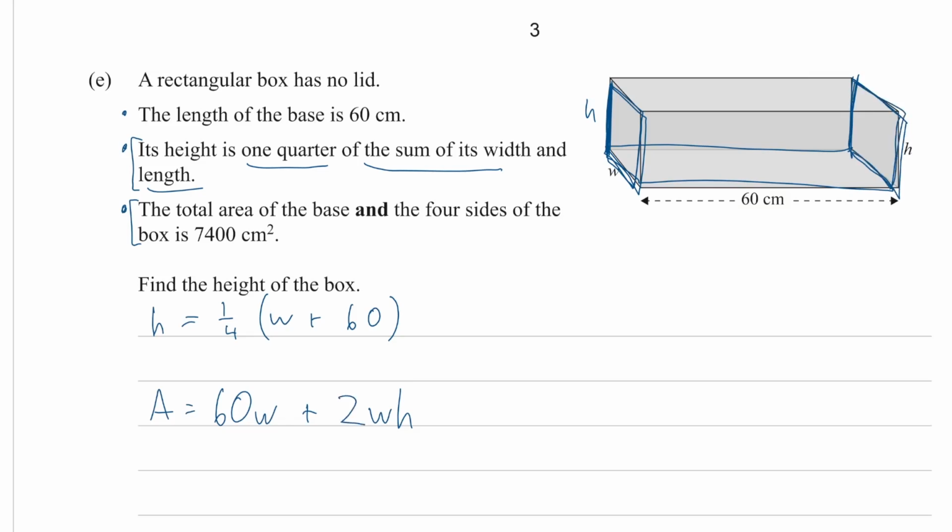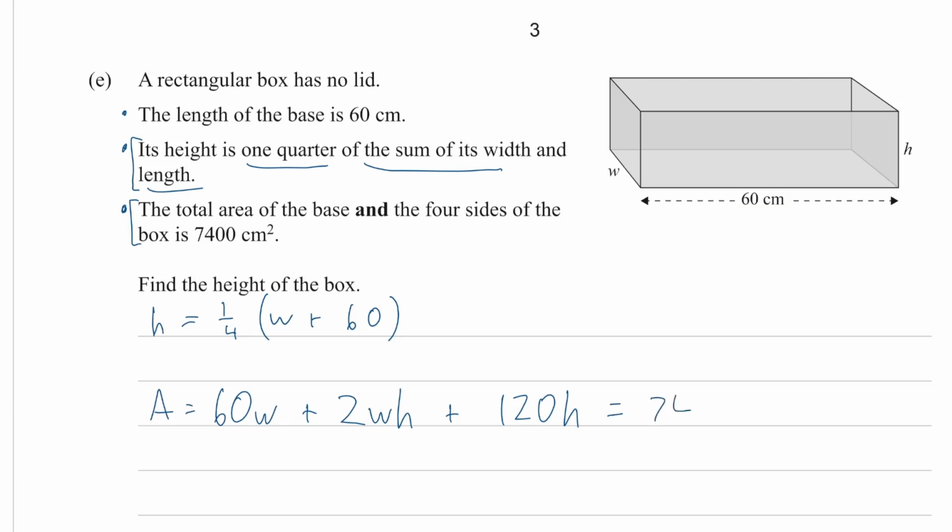2 of them. And then let's look at the front face. So the front face here, height H, length 60. So that will be 60H. But again, we also have the one at the back with the same dimensions. So we'll times that by 2, which gives us 120H. And we know that the area must equal 7,400.